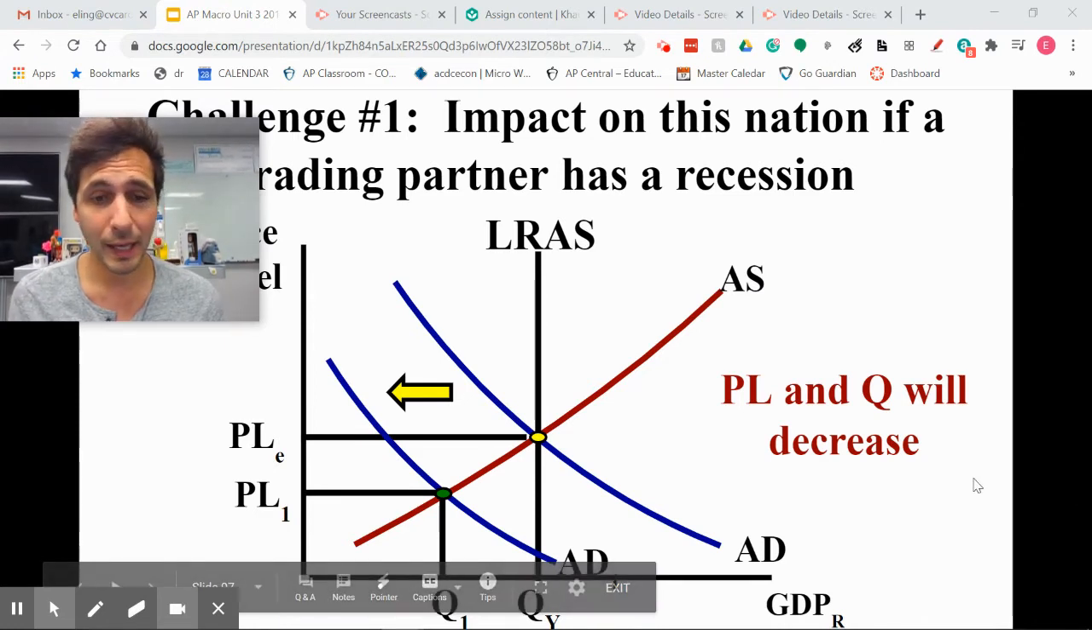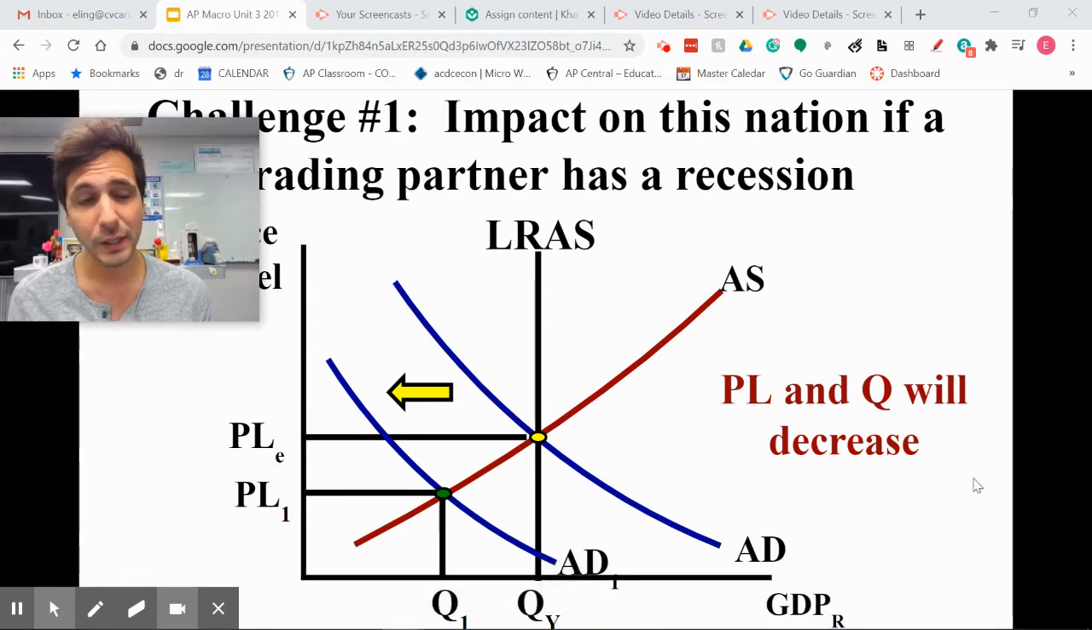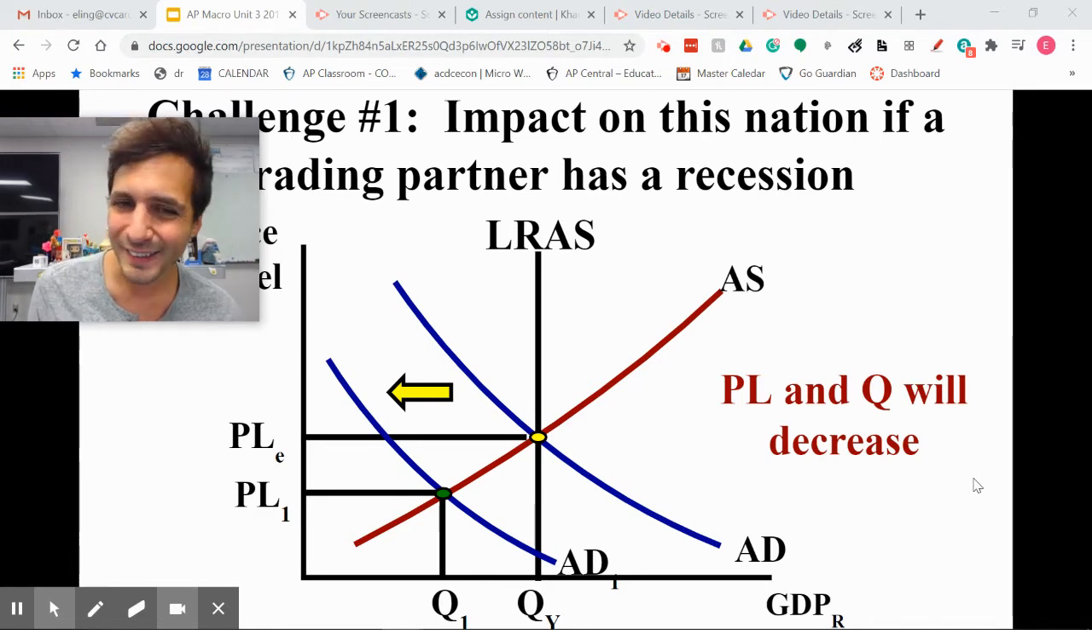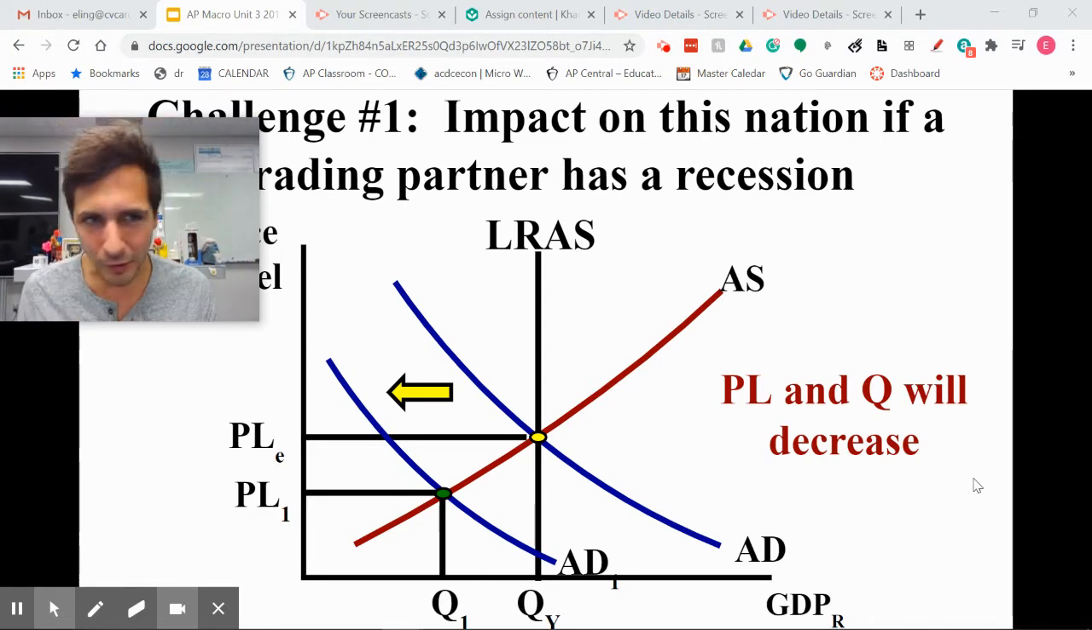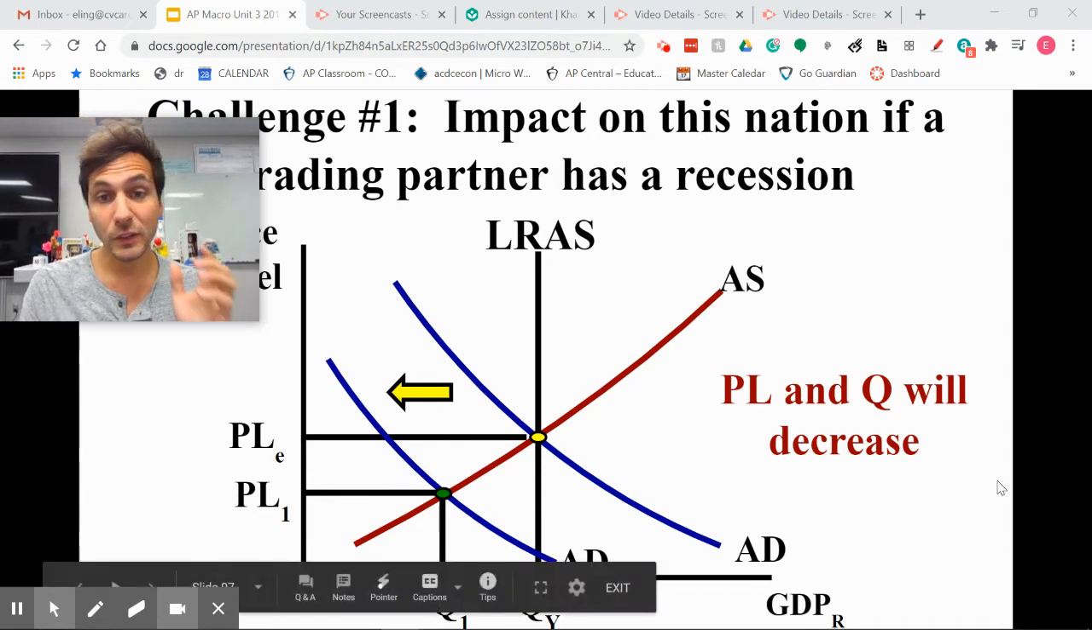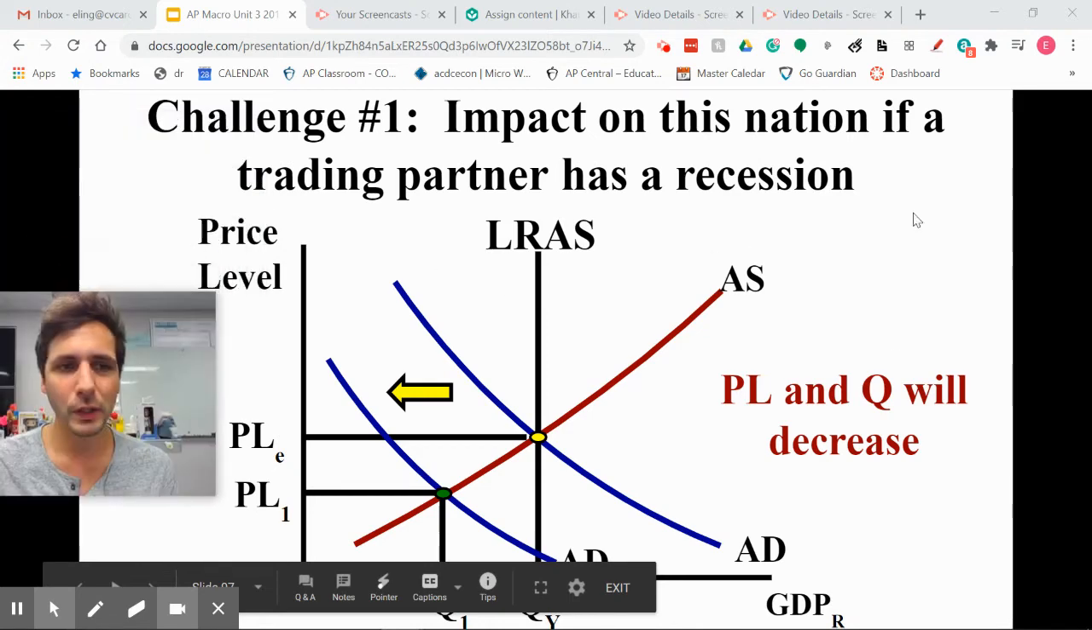What kind of a gap do we have? Well, this is a recessionary gap. Our current GDP is less than full employment GDP. We're not where we want to be. Okay? So that's in the short run. In the long run, that will correct, or we'll do some fiscal policy to try and correct it. But in the short run, we'll fall into a recession.